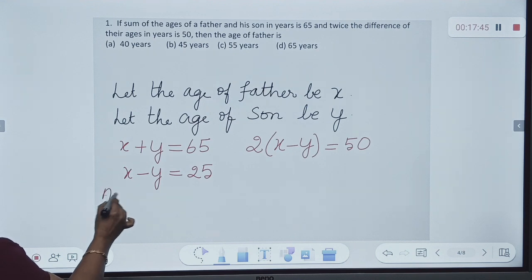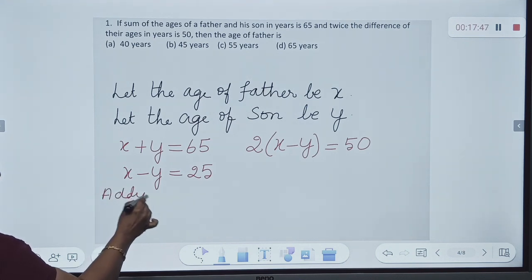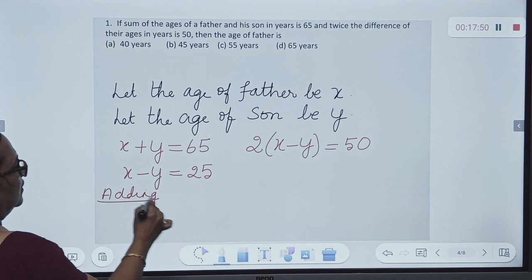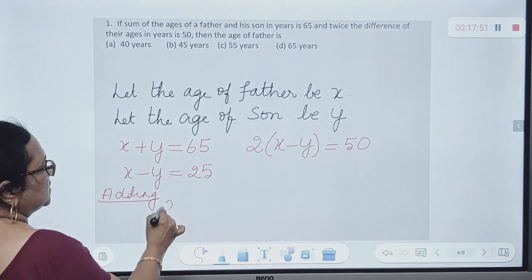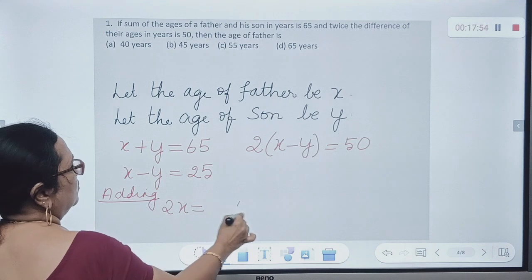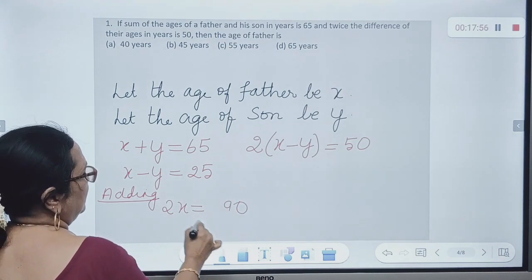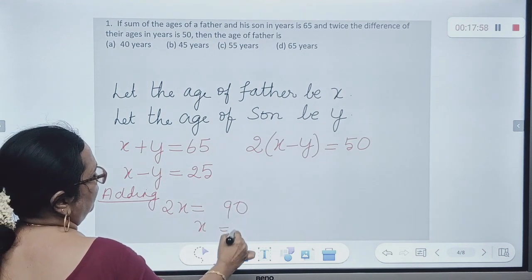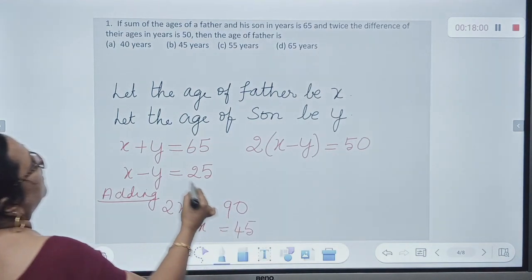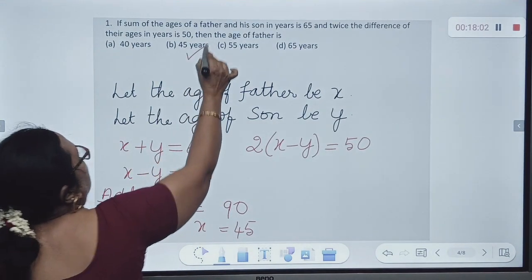So adding, your Y will get cancelled. 2X equal to 90, or X equal to 45. So the age of the father is 45 years.